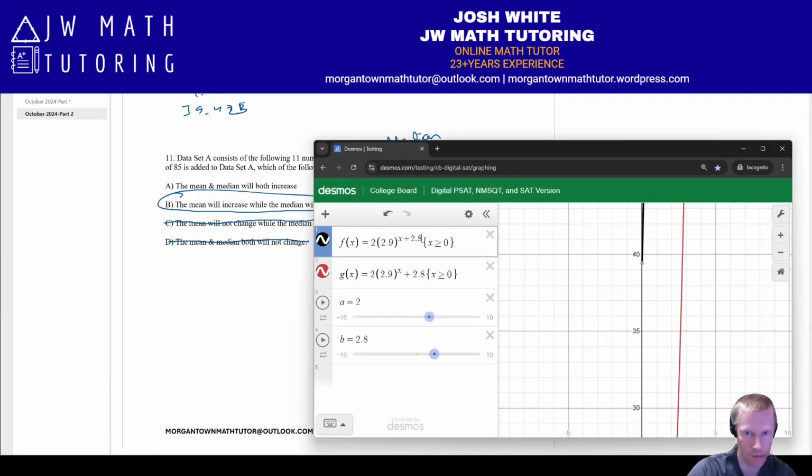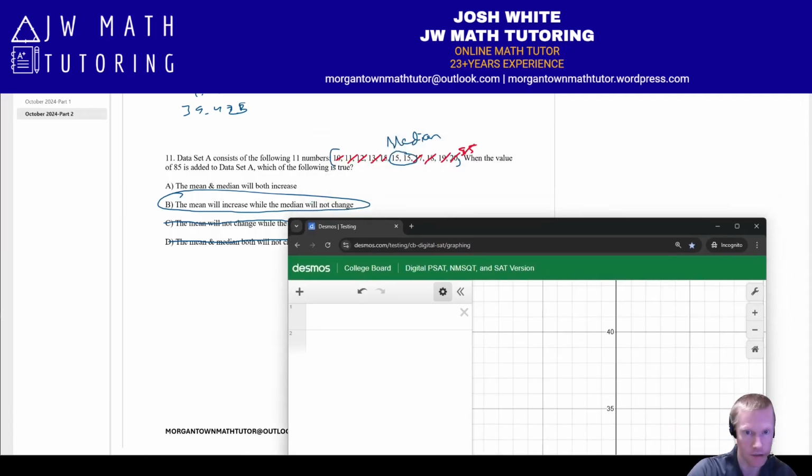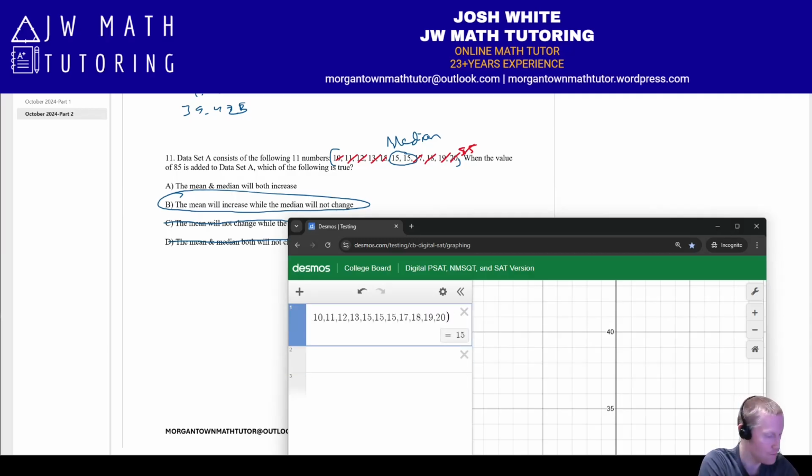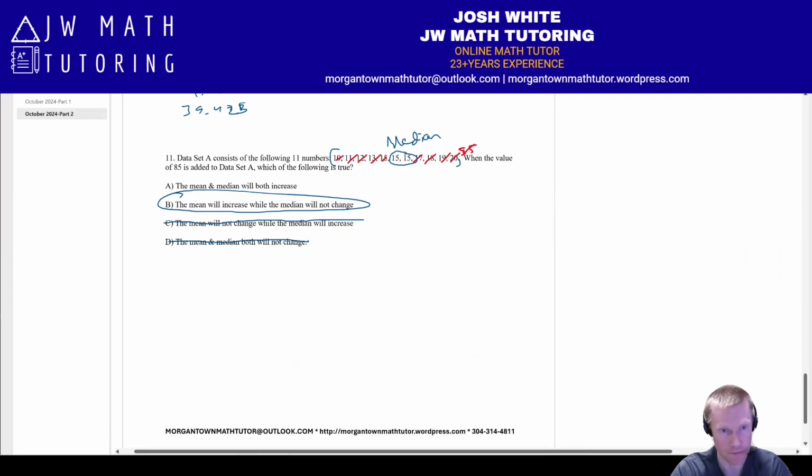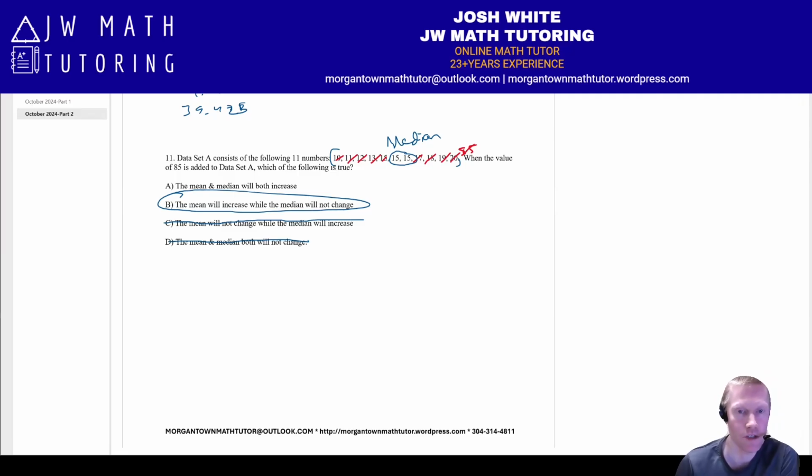Again, you could just do all this in Desmos too, so I'll just confirm it there. So the original mean, 10, 11, 12, 13, 15, 15, 15, 17, 18, 19, 20. Okay, so that's the original mean. Now when I add 85, notice it obviously goes up to 20.83 from 15. So the mean increases. Now, here's the original median of 15 and then comma 85. Oh, median is still 15. Median doesn't change. All right, so that was 11 more questions from the October 2024 Digital SAT Math exam.